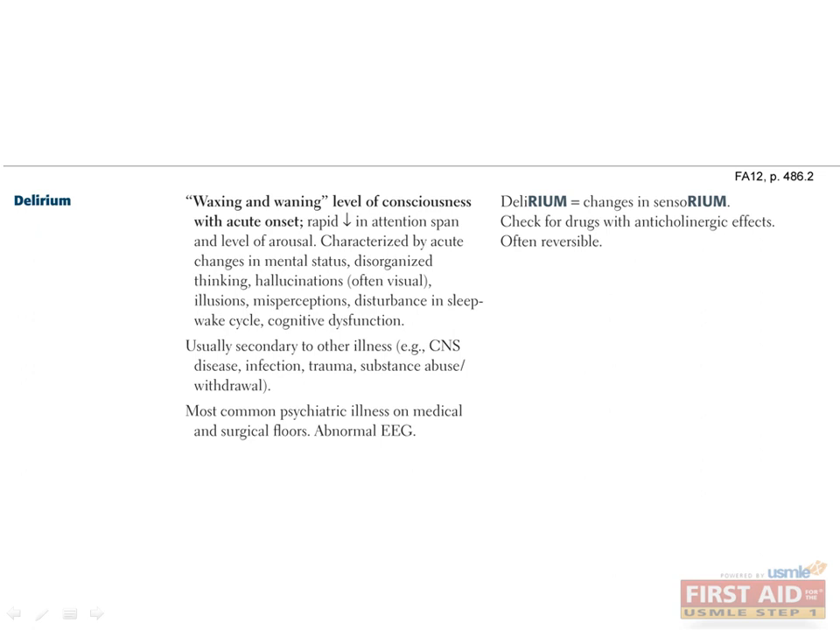Delirium and dementia are very boards and clinically relevant topics. Delirium refers to a waxing and waning level of consciousness with acute onset, thus the saying, delirium affects the sensorium. It is characterized by acute changes in mental status, disorganized thinking, hallucinations, usually of the visual type, illusions, misperceptions, disturbances in the sleep and wake cycle, and cognitive dysfunction.